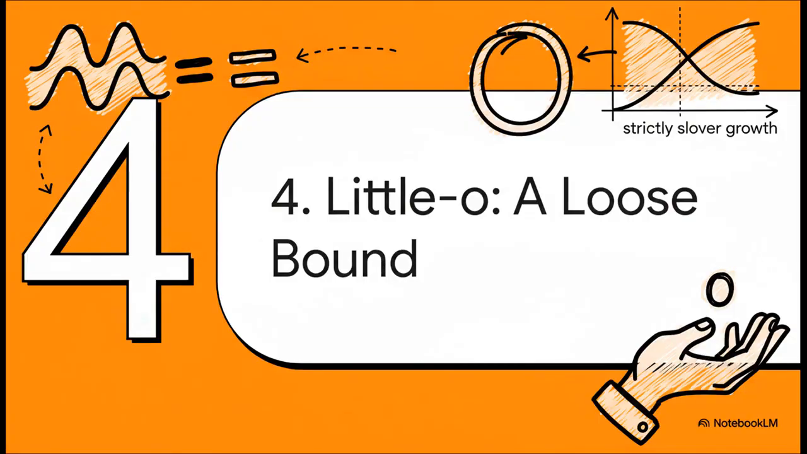Okay, so theta gives us that tight bound. It's kind of like an equal sign for growth rates. But what if we want to say that one function grows strictly slower than another? For that, we need a different kind of bound, what we call a loose upper bound. And for that, we have little o.